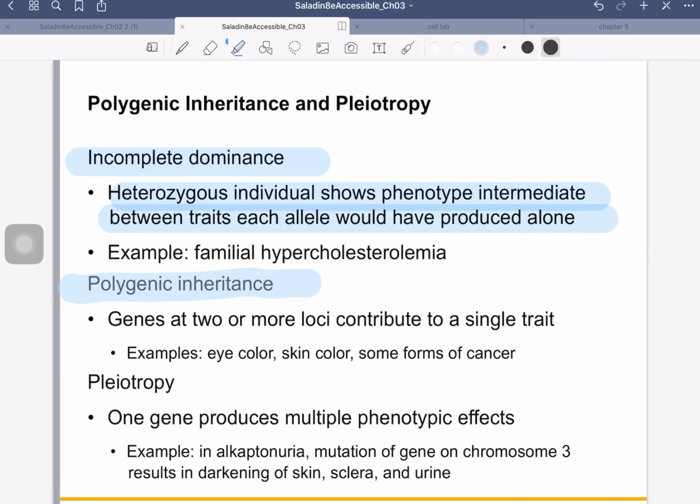Now, polygenic inheritance: look at the poly, it means many. Genes at two or more loci, meaning locations, contribute to a single trait. So something like eye color is not based on one gene. It's a number of genes that interact to produce eye color in an individual. Pleiotropy: one gene can produce multiple phenotypic effects.